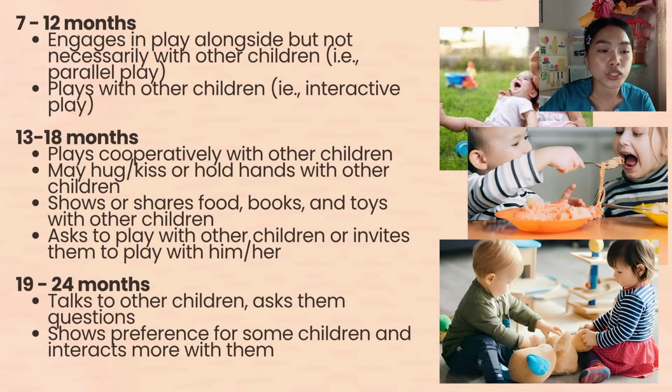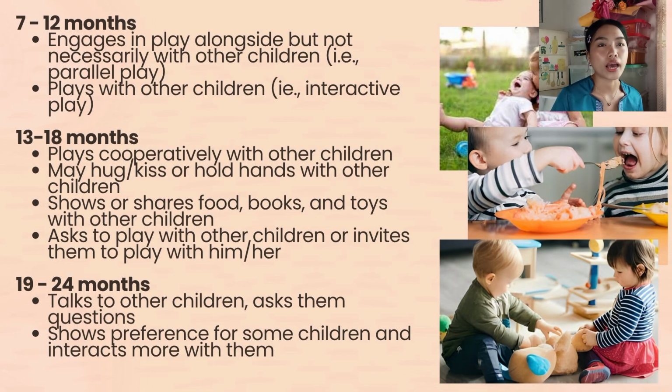So 7 to 12 months: engages in play alongside but not necessarily with other children. Plays with other children, and so they already start to socialize. Plays cooperatively with other children, may hug, kiss, or hold hands with other children. Shows or shares food, books, and toys with other children. Asks to play with other children or invites them to play with him or her. So they can already start to share food, hold hands, kiss other children, right? I have always seen these scenarios with my younger siblings. So the social skills are really already developing.